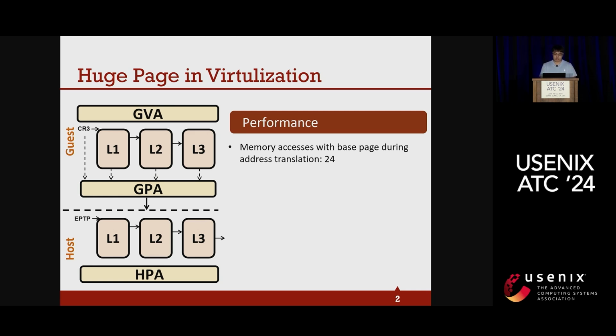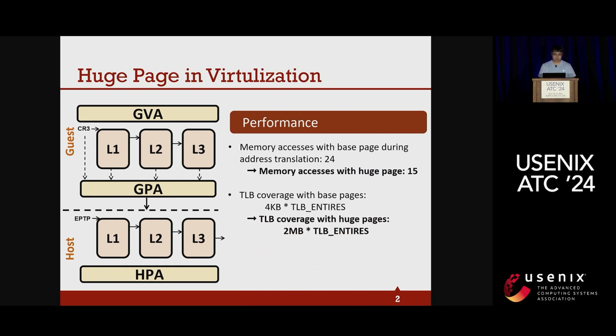During address translation, the virtual address of the guest application needs to be translated into a guest physical address through the guest process page table, and then it needs to be translated to a host physical address through the nested page table. So with base page configurations, address translation requires 24 memory accesses due to the two-level page table traversal.